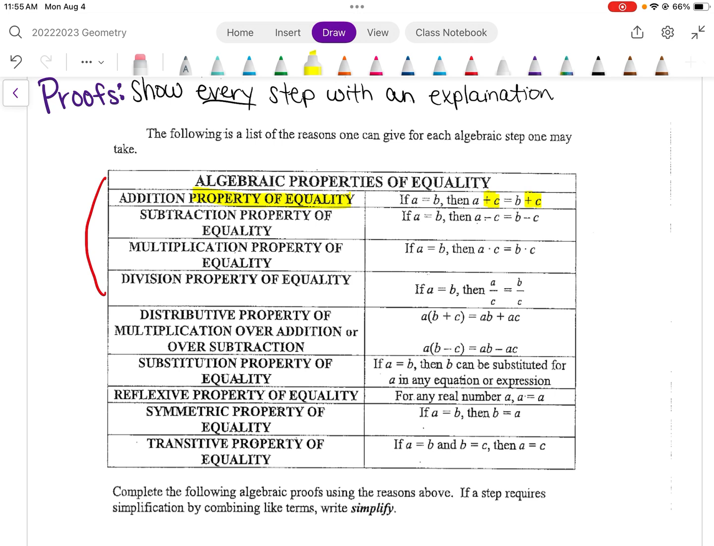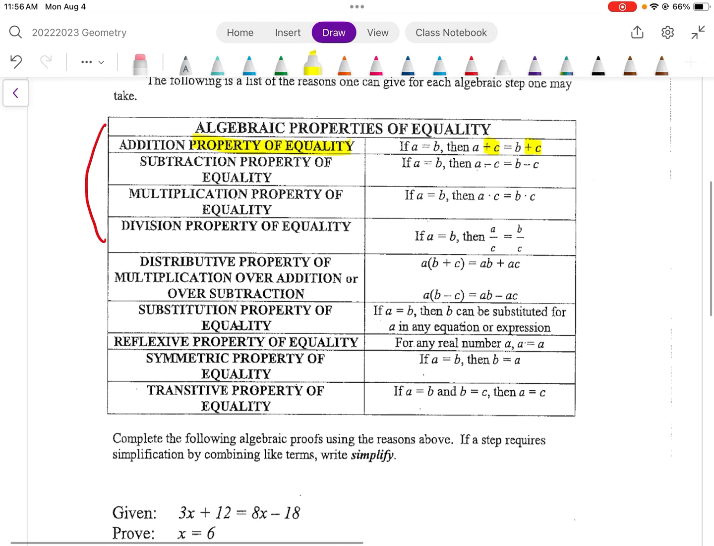Subtraction property of equality works the same way. If you subtract something from both sides, that works. Or you can multiply something to both sides, or you can divide something on both sides. That's what all four of those are saying.